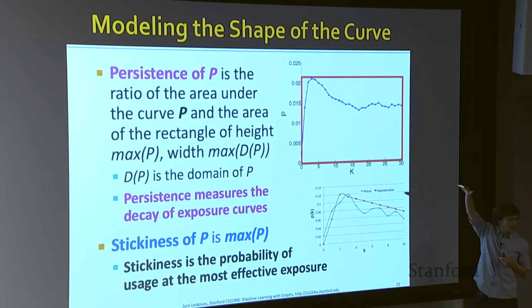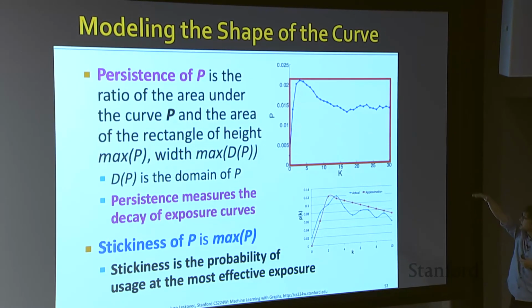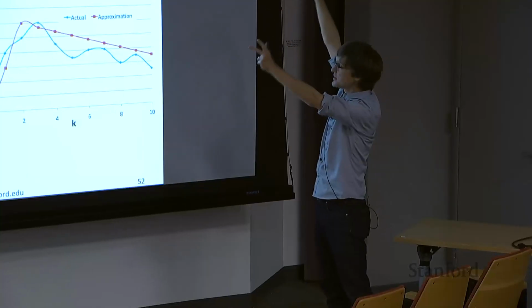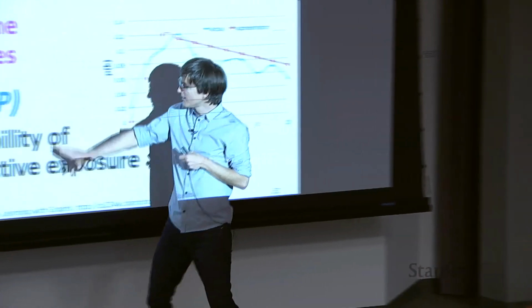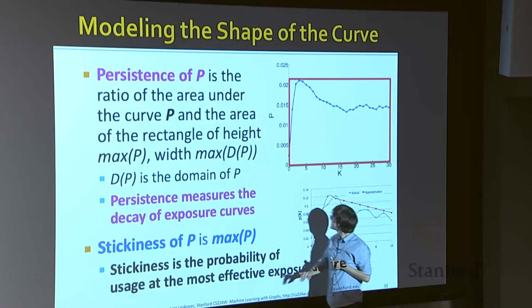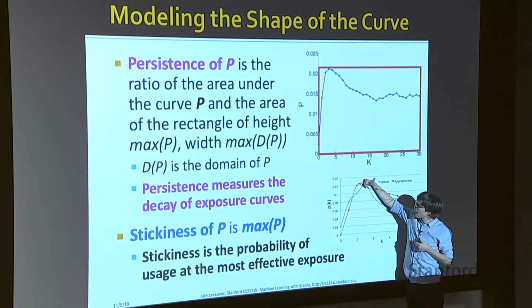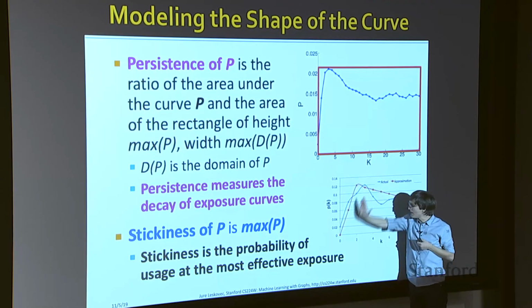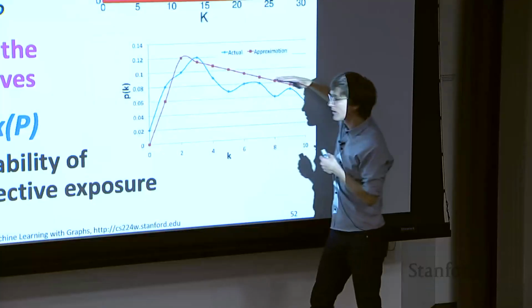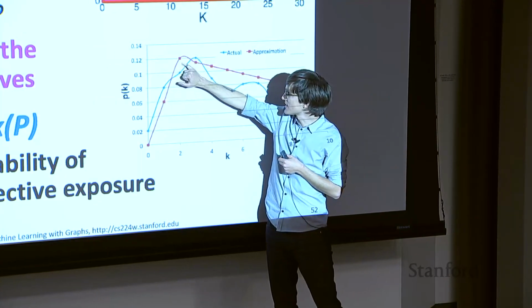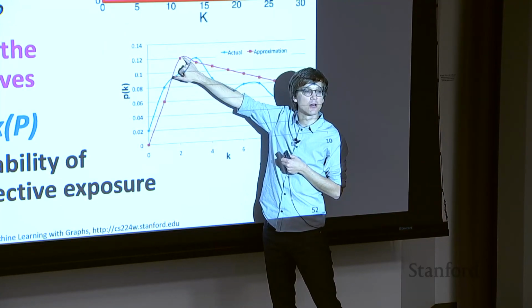If the curve is persistent, then it will stay flat. It means it will cover most of the square. And then they said they also have this notion of stickiness, which is what is the highest value of p over any k. So basically, one is asking how quickly is the curve decaying, and the other one is asking what's the peak of the curve.